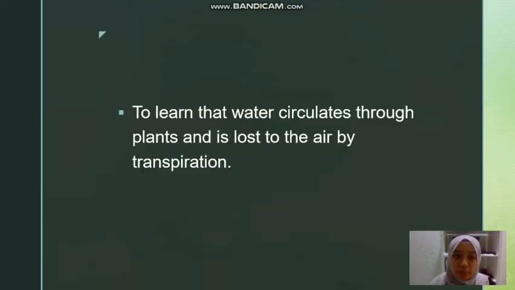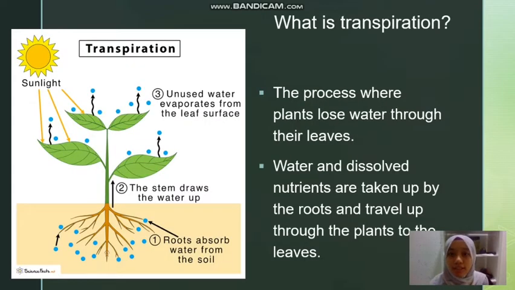We will learn demonstrating that leaf transpire. So in this lesson, we will learn that water circulates through the plants and is lost to the air by transpiration. What is transpiration? Transpiration is the process where plants lose water through their leaf.